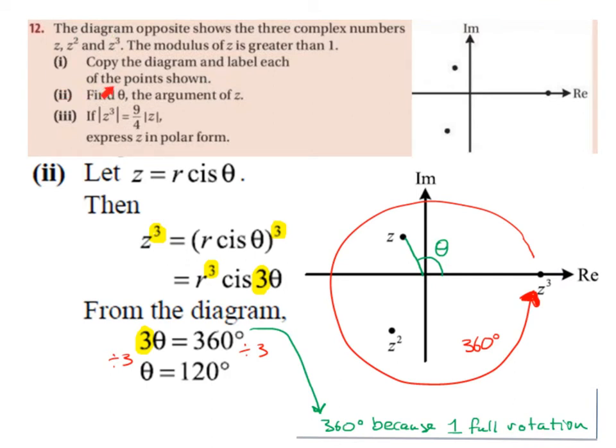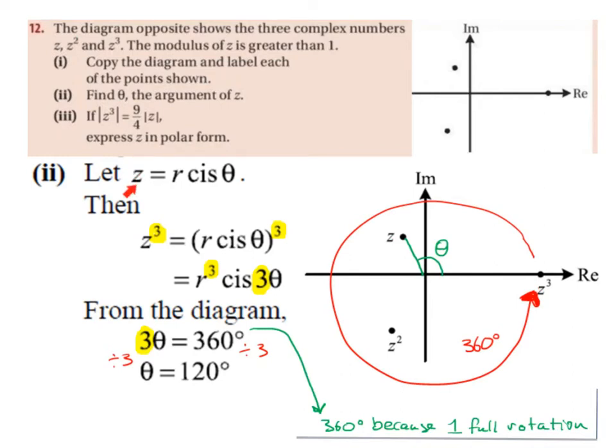Part 2. Find theta, the argument of z. So again, we have our diagram drawn in. And this is the complex number z that we're interested in. And theta is the angle, or the argument, of the complex number that is made with the positive part of the real axis. So we're trying to figure out what this angle here, drawn in green, is. Remember again, we always move anti-clockwise about the origin.